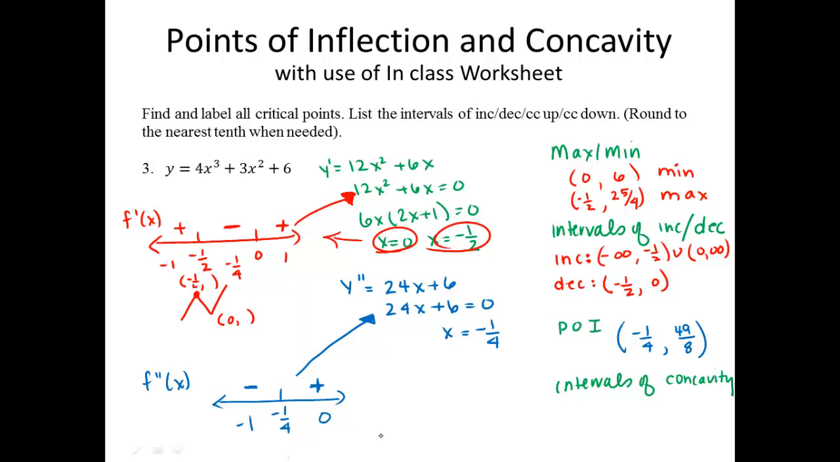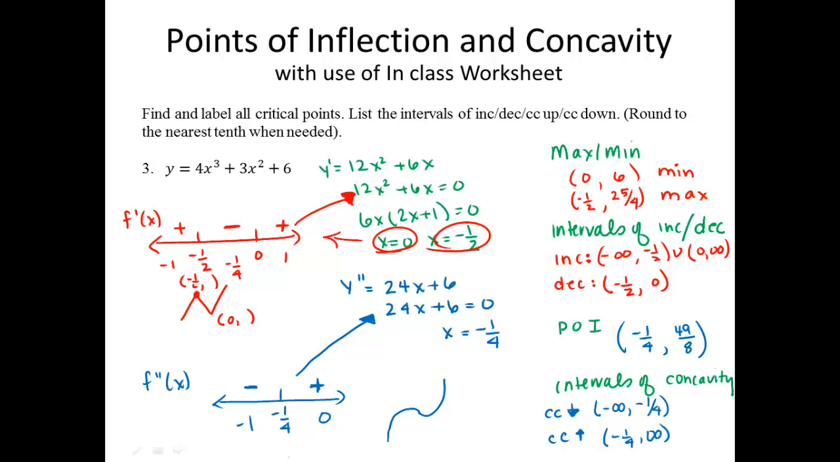This means that on the one side of negative 1/4, it's concave down, and on the other, the right side, it's concave up. So I have my intervals of concavity. My intervals of concave down, which you can abbreviate the same way I have, or you can write it out, is from negative infinity to negative 1/4. And concave up goes from negative 1/4 to positive infinity.